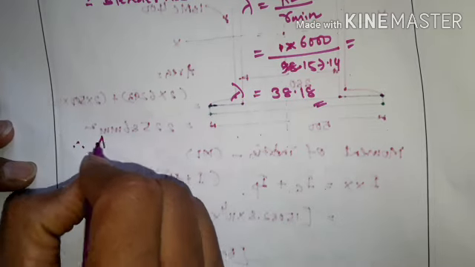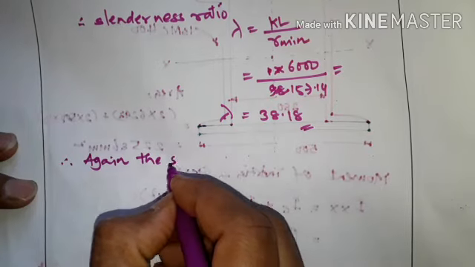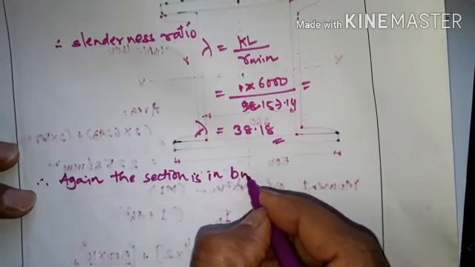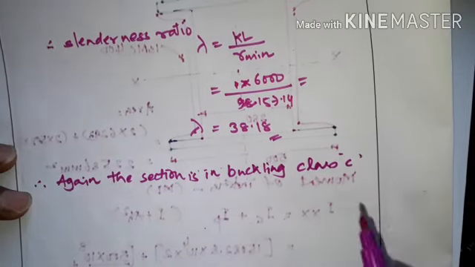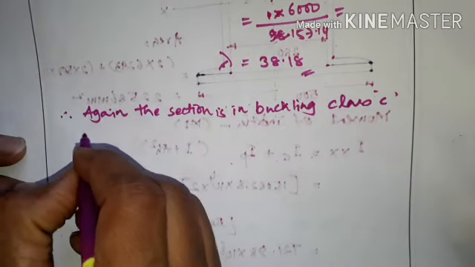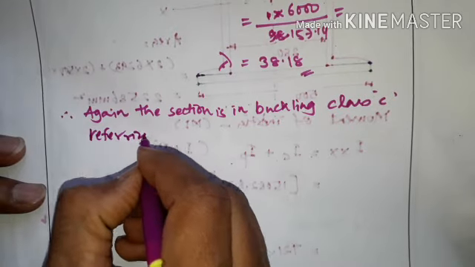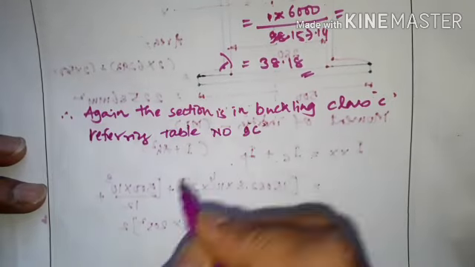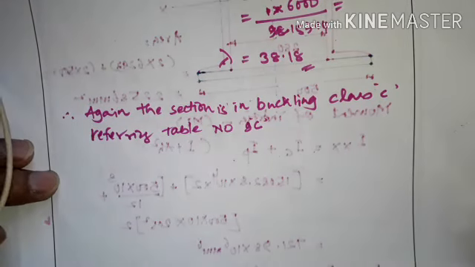Therefore, again, the section is in buckling class C. So therefore, you have to refer to table number 9C. Okay, so refer table number 9C.